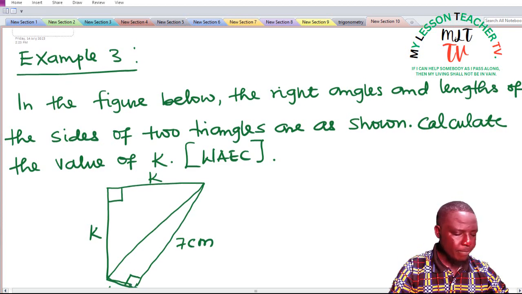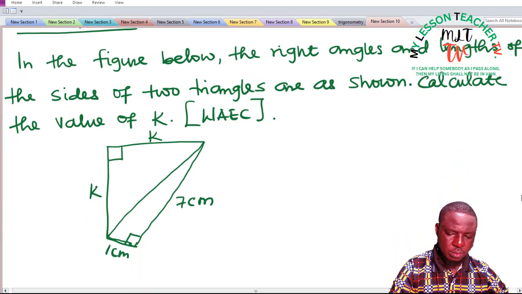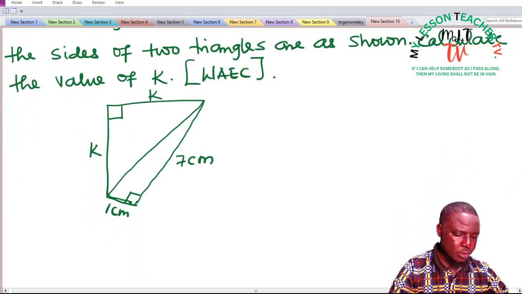In example 3, it reads that in the figure below, the right angles and lengths of the sides of two triangles are as shown. We should calculate the value of k. This is a WAEC question. This is the two triangles being joined together that we should calculate the value of k.